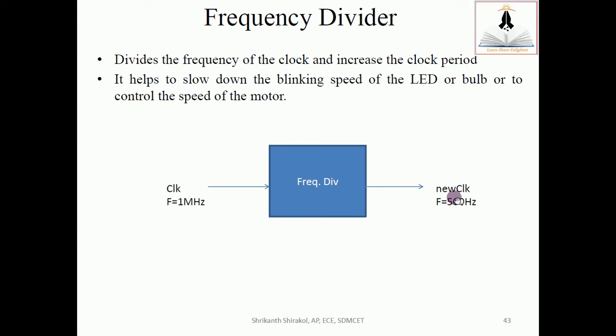I'll call the output of this frequency division the new clock, and the input of the frequency division the clock. So this is the clock with 1 megahertz, and this is the new clock with 500 hertz. What kind of circuitry, what kind of Verilog model is possible to design here, we will look into just now. I'll take the help of paperwork in order to explain it in a better way.